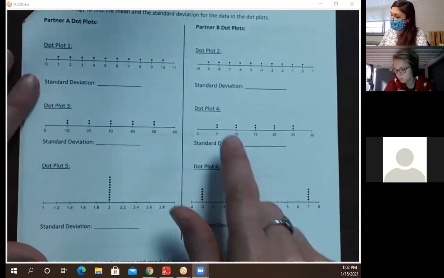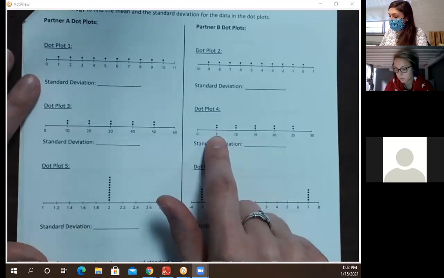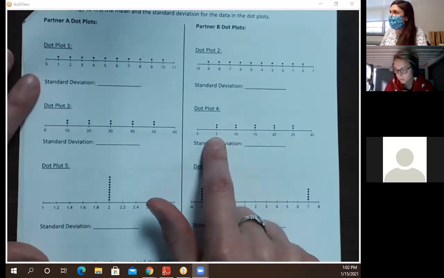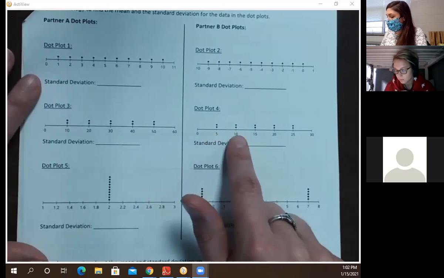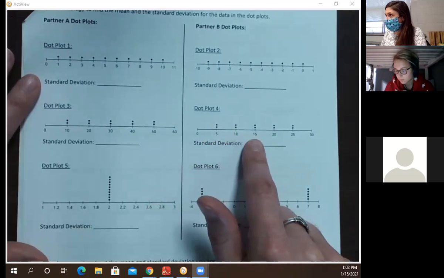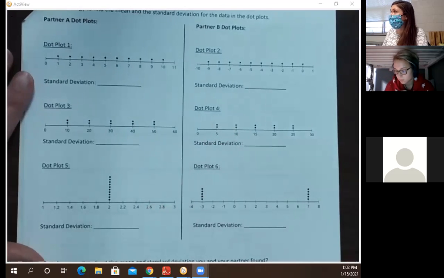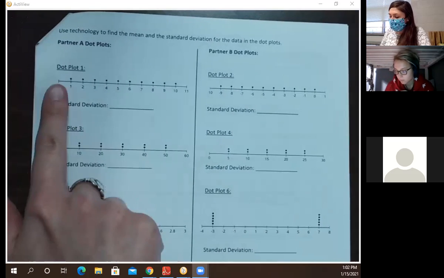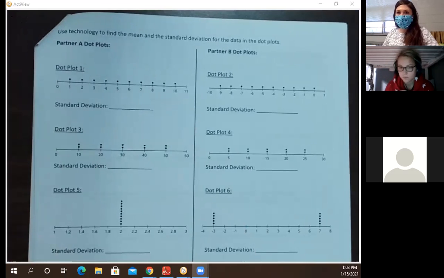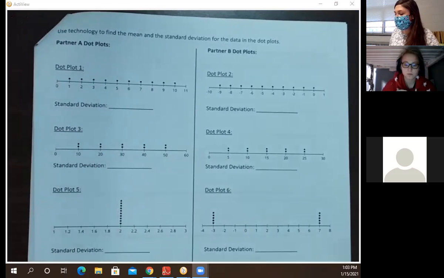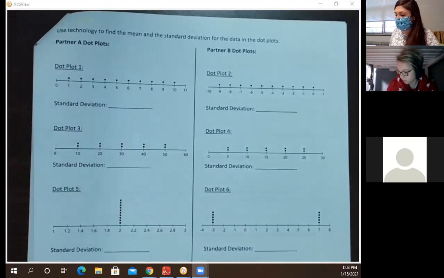If I were to look at, for example, dot plot 4, since I have 2 dots over 5, that means I have a 5 and a 5, a 10 and a 10, a 15 and a 15. I've got repeated values, right? Each dot is a unique value. So as I take a look at dot plot 1, I'm going to get out my calculator, and we want to find the mean and the standard deviation for each of our dot plots.